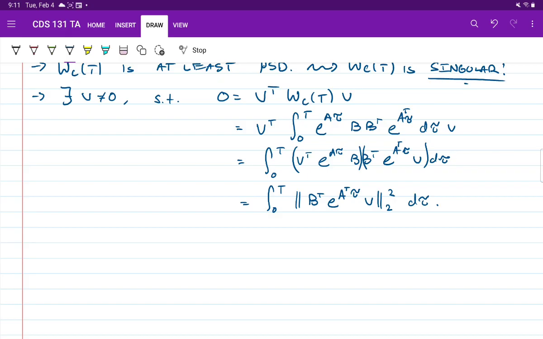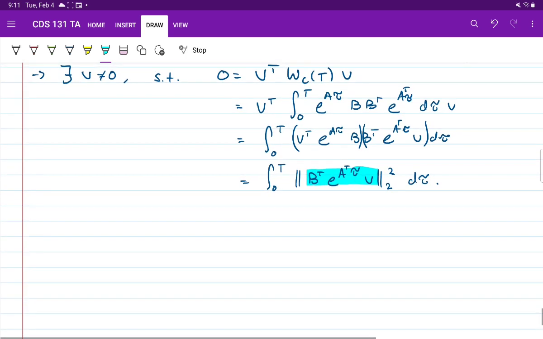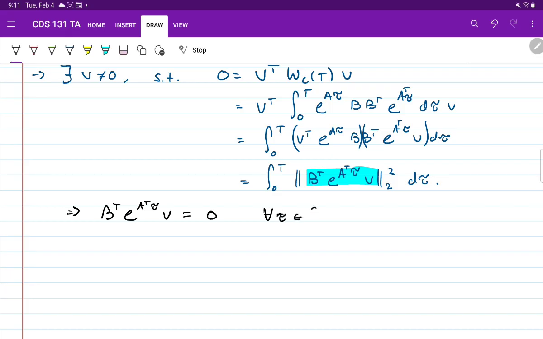So what does this imply? Well, what this implies is that if this whole thing is equal to 0, and I'm taking an integral over a non-negative quantity, then this term in here actually needs to be 0. And if this 2 norm squared is always equal to 0, then this thing inside here is always equal to 0, okay? So as a consequence, what I have is that b transpose e to the a transpose tau times v is equal to 0 for all time t, or tau, let's say, in 0 comma t, all right?